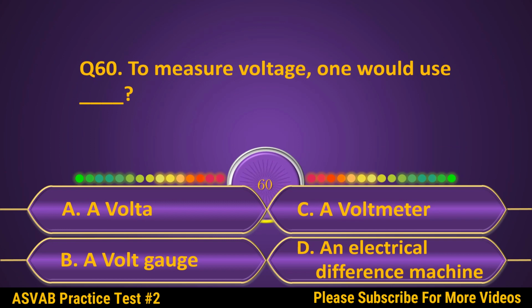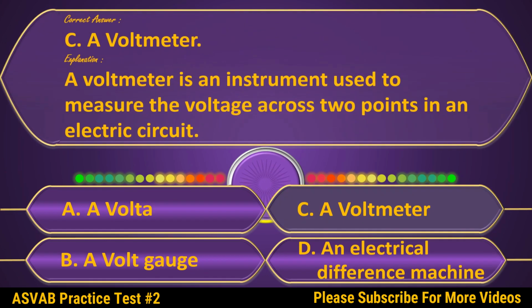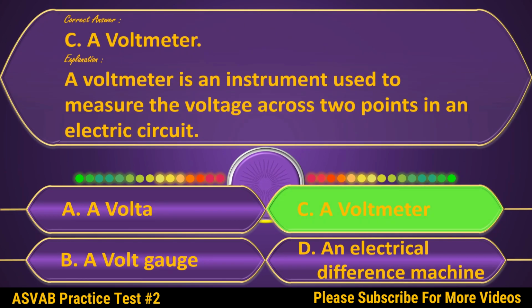Question number 60. To measure voltage, one would use blank. The options are A. A volta, B. A volt gauge, C. A voltmeter, D. An electrical difference machine. The correct answer is option C, a voltmeter. A voltmeter is an instrument used to measure the voltage across 2 points in an electric circuit.